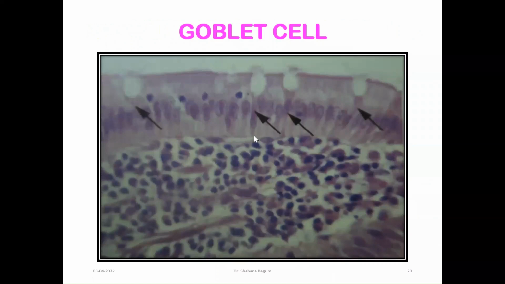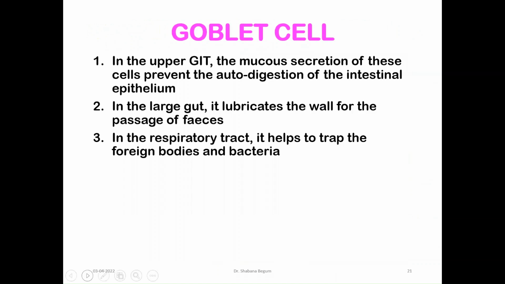As we all know, in HE staining, the goblet cells have an empty appearance, and it protects the lining of the intestinal epithelium, and also traps the foreign bodies and bacteria in the respiratory tract.